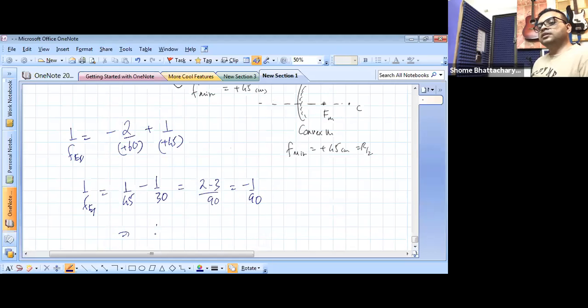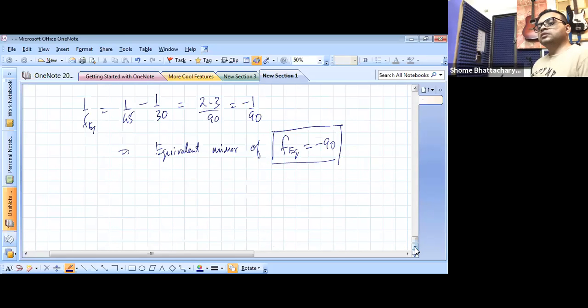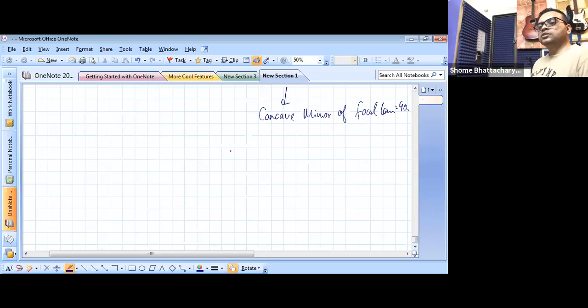So it will act like the equivalent mirror of focal length minus 90. So what kind of mirror has negative focal length? It is a concave mirror. The combination will act like a concave mirror of focal length 90 centimeters.